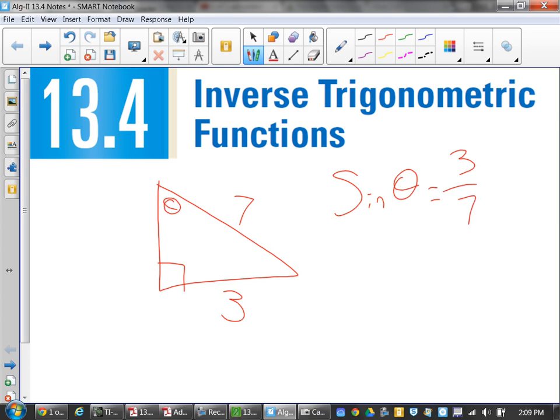In your calculator, not your phone, you would have typed in the inverse sine of 3/7. And it gives you some angle.